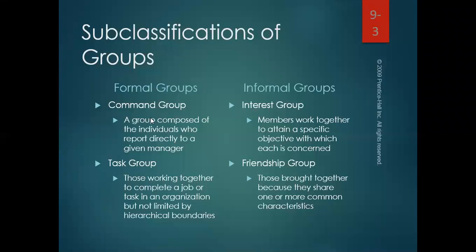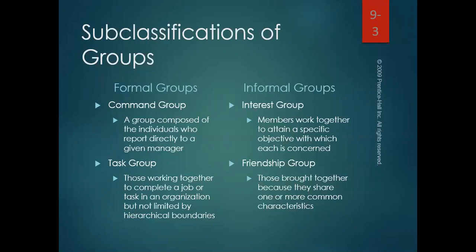So a formal group is basically a command group, and an informal group, you see, is basically an interest group. These are the two major differences. A command group is composed of individuals who report directly to a given manager. Obviously, it's a structured group, so the group members directly report to the managers in this kind of group. A task group is basically those working together to complete a job or task in an organization, but not limited by hierarchical boundaries.